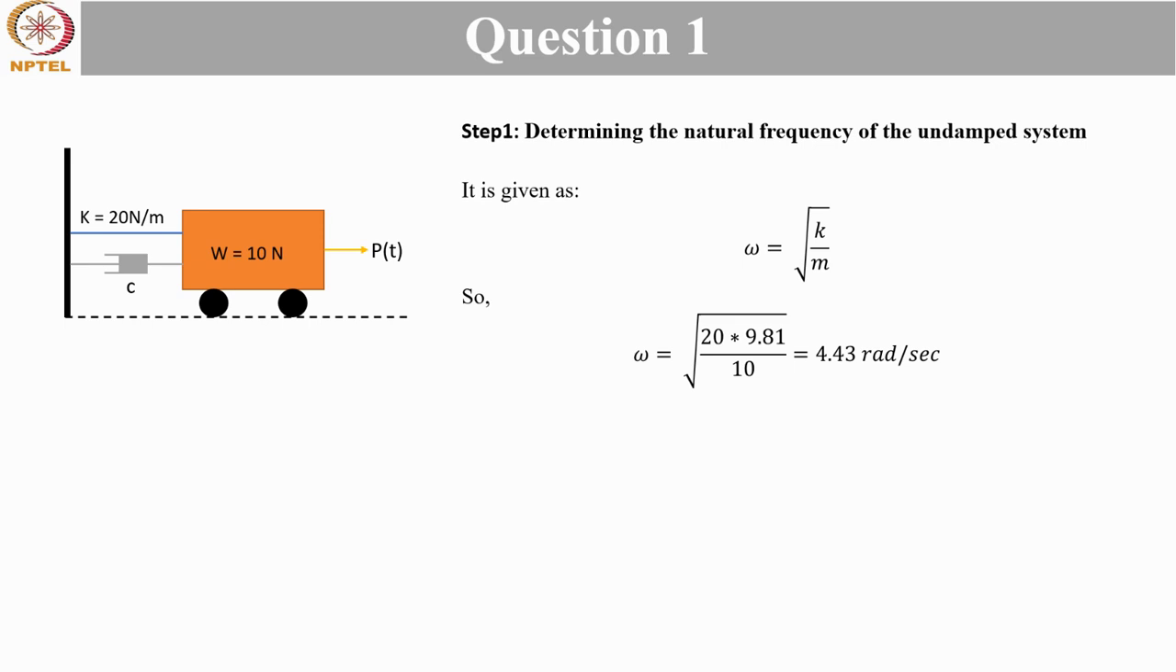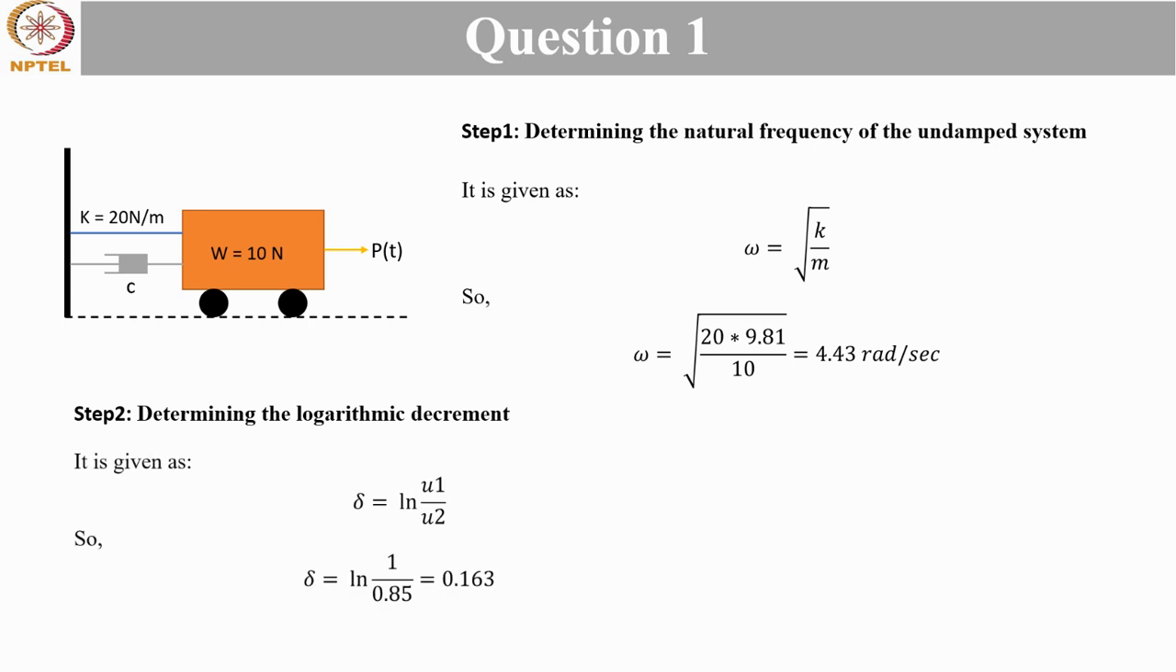So omega will be equal to under root of 20 into 9.81 upon 10. It will come out to be 4.43 radian per second. You can also recalculate this, and I am assured that the value will be the same. So this is the natural frequency of the undamped system, which was the first part of the question. Now, second is to determine the logarithmic decrement. We know the amplitudes u1 and u2.